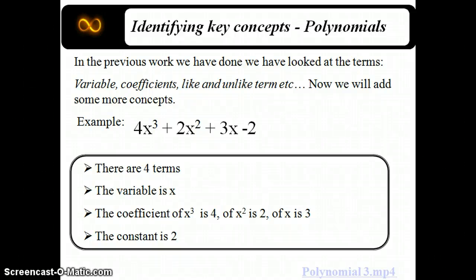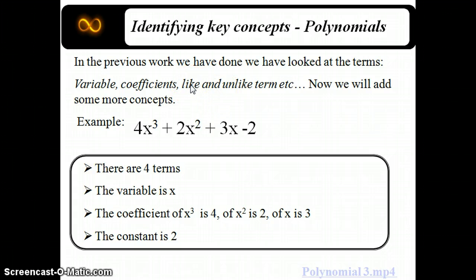So in this video we're going to look at identifying some key terms and finding the degrees of a polynomial. So the key things about polynomials is that we need to understand the difference between a variable, which is the letters, the coefficients, which are the numbers in front of the letters, the variables, like and unlike terms.